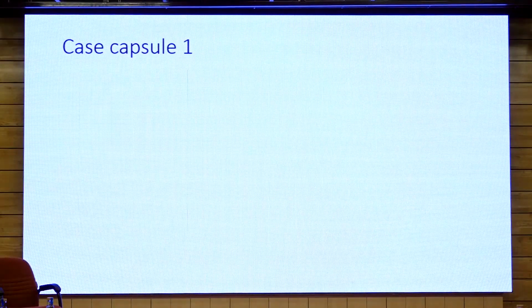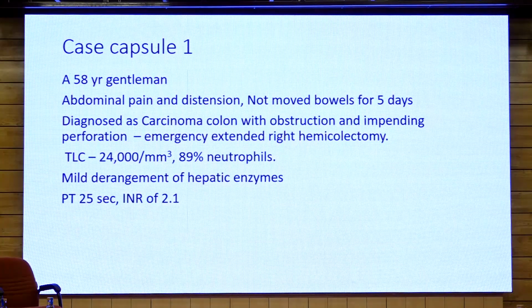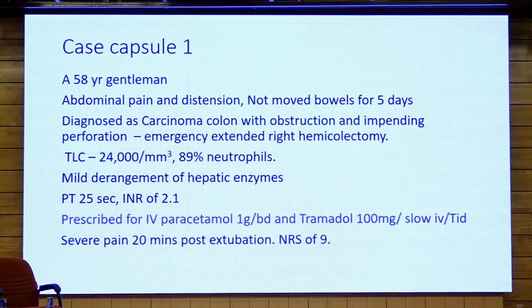Right, I think I have a little more than 5 minutes, and I have 2 case capsules to present. The first one, we have a 58-year-old gentleman with carcinoma colon and obstruction for emergency right extended hemicolectomy. The TLC was high with significant neutrophilia. There was a mild derangement in the hepatic enzymes, and the PT was deranged with an INR of 2.1.